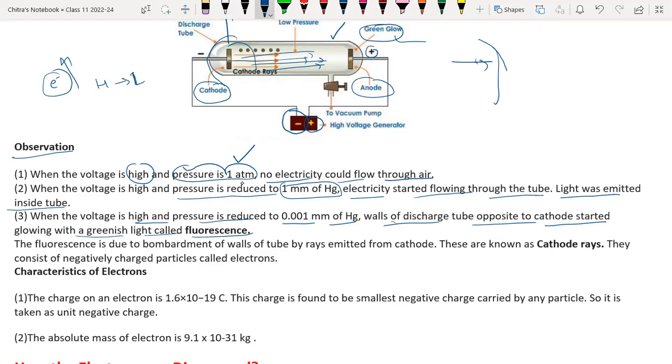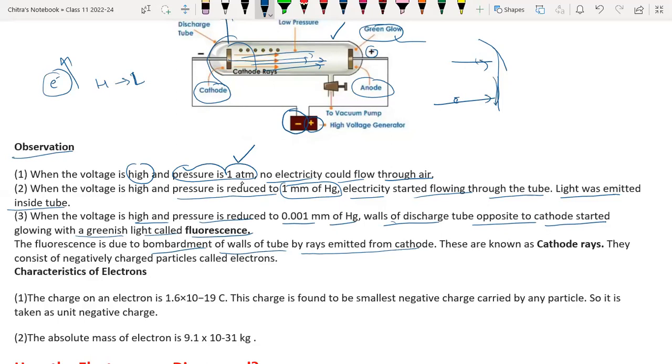Fluorescent means it was shining. The fluorescence is due to bombardment. Bombardment means the colliding of particles on the wall of the tube by the ray emitted from the cathode. These cathode rays are nothing but electrons. The rays formed by the flow of charge through electrons, when colliding on that wall, light up and show a green glow.